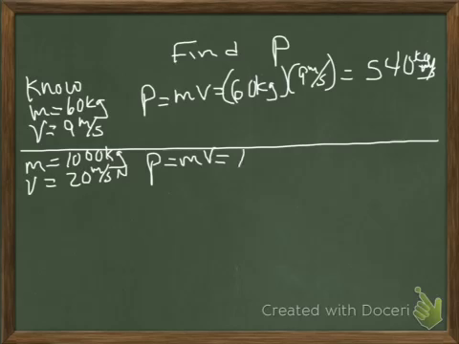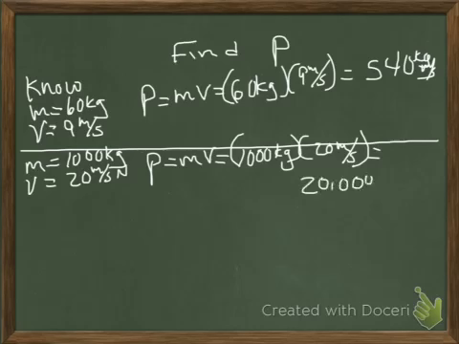We sure do. We have 1,000 kilograms multiplied by 20 meters per second, which gives us an answer of 20,000 kilogram meters per second.